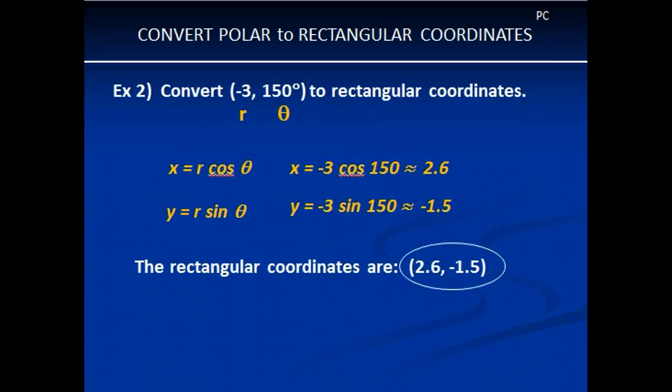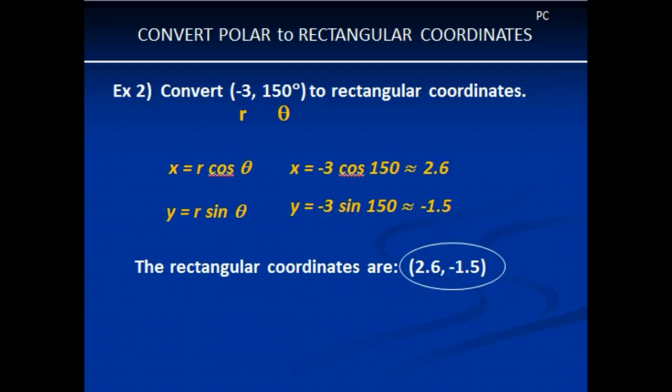So, try another one. Convert negative 3 and 150 degrees to rectangular coordinates. Again, x equals r cosine theta, y equals r sine theta, and all we have to do is negative 3 cosine 150, and you should get 2.6. y equals negative 3 sine 150 should give you about negative 1.5. And these little squiggly lines mean approximately, because we are rounding. So that's about negative 1.5. So that's what your coordinates are, 2.6, negative 1.5.